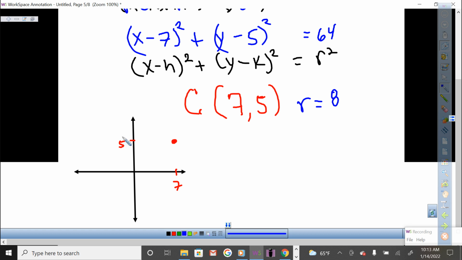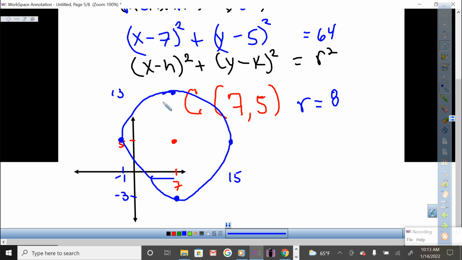So if I go 8 steps that way, I have to go over to negative 1. 8 steps this way, so I'm going to be at what? Negative 3. 8 steps this way, which would be at what? 15. And 8 steps that way, which takes me to what? 13. Sorry, that's my tablet. Something like that, yeah? Let me round this one a little bit more. There you go, a little bit better.